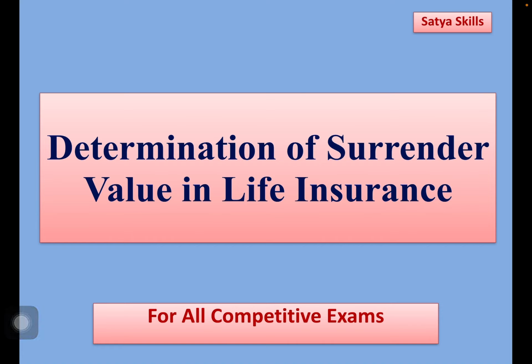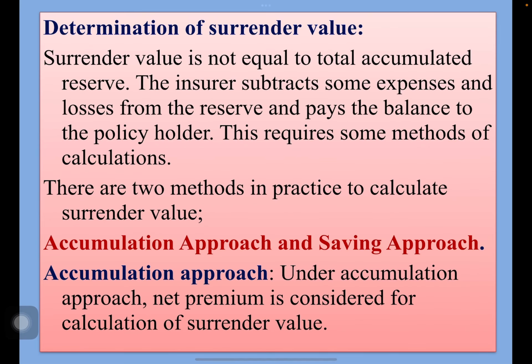In this video, let us learn about determination of surrender value in life insurance. In the previous video, you already learned what is surrender value. Surrender value is not equal to total accumulated reserve. That is what you learned in the previous video. The insurer subtracts some expenses and losses from the reserve and pays the balance to the policy holder. This requires some methods of calculation. There are two methods in practice to calculate surrender value. First one is accumulation approach, second one is saving approach.